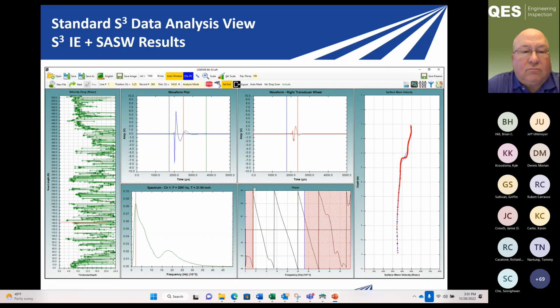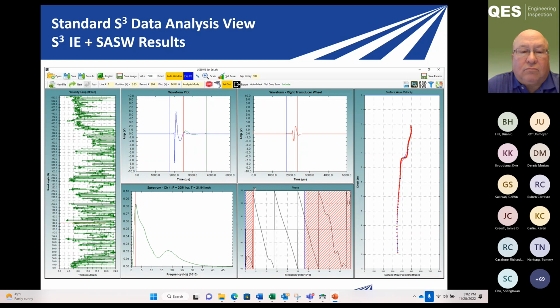This is the basic data screen from our S-Cube system. There's a lot going on here. The far left is basically a thickness plot from the impact echo data along the test line. It's about a 500-foot test line. The top two plots in the middle are the raw time domain data. The bottom two plots in the middle, the one on the left is the FFT for the impact echo. The one on the right is that phase calculation for the SW test. And then the far right plot is a single point depth versus velocity for the SW test.